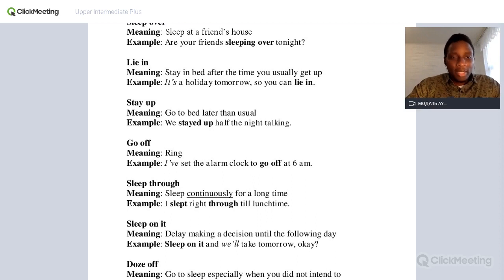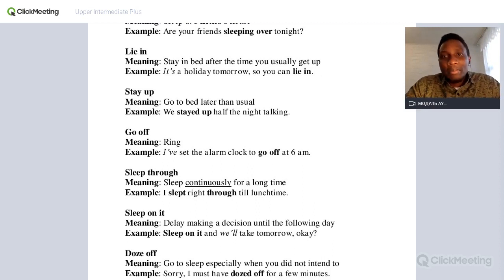And then you have sleep on it. Now we use sleep on it. It's a very popular phrasal verb among English speakers. It means to delay. It means you take your time making a decision until the following day. It means you don't rush to make a decision. So usually you hear people, bosses, or maybe you have something important, you say, okay, I'm going to sleep on it, and then we'll talk about it tomorrow. So that's the example. Sleep on it and we'll talk about it tomorrow, okay?